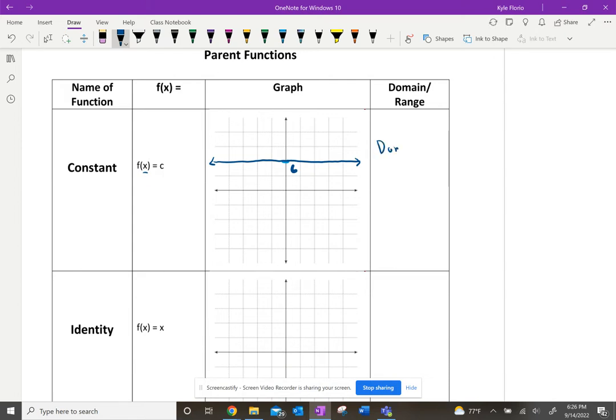So the domain is going to be all real numbers. And that's the symbol for real numbers. If you guys want, you can write negative infinity to infinity. It's fine. The range is only one output to this function, that's c. So the range is y equals c.